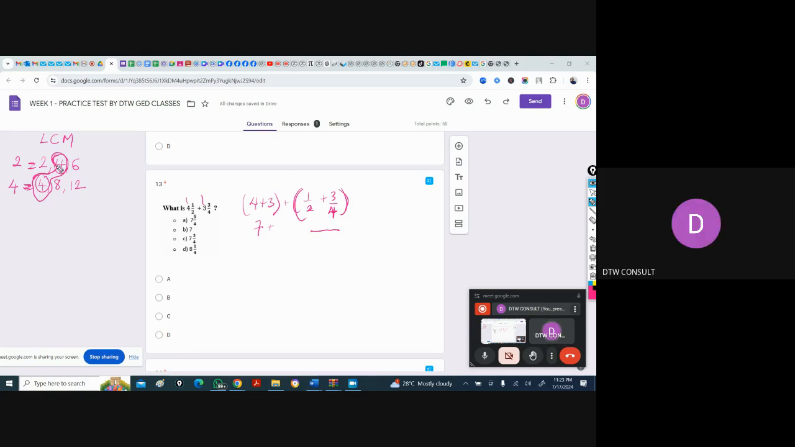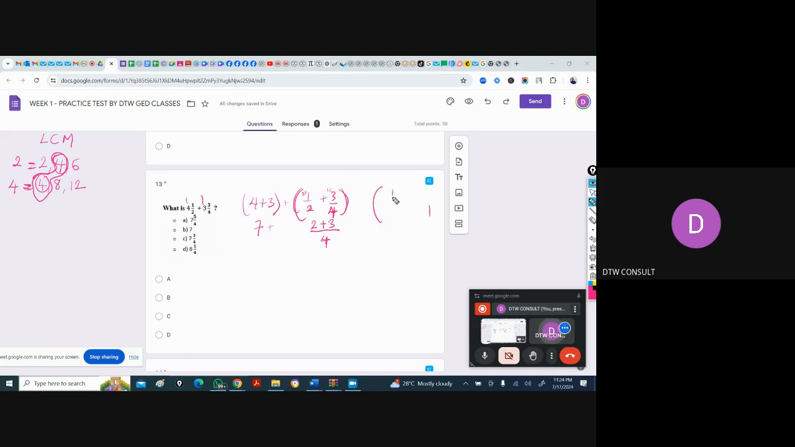So the least common multiple of 2 and 4 is 4. You put 4 here. And you say, how many 2s can we get from 4? Two, right? Yes. Then you use that 2 to multiply 1, so 2 times 1 gives you 2. Plus, 4 in 4 goes 1 time, and 1 times 3 gives you 3. Are you with me, Ali? Yes. Do you see that? This is one way of using the least common multiple.